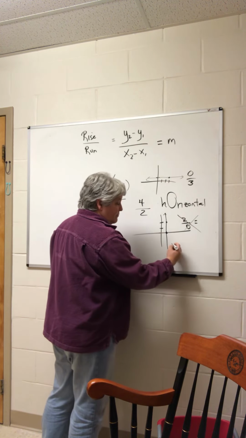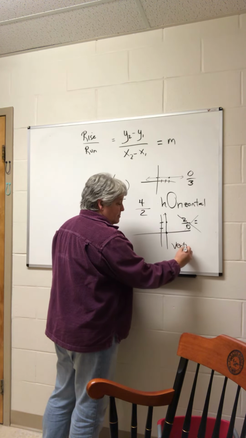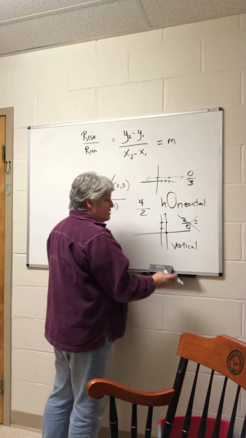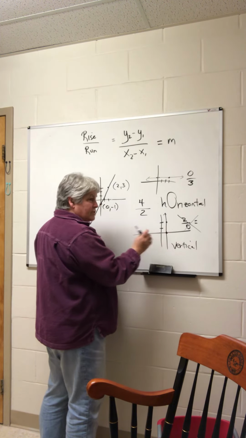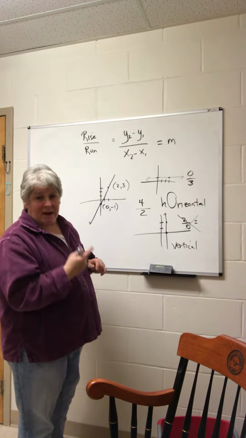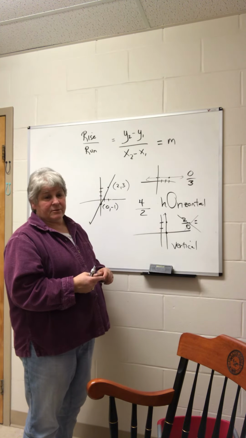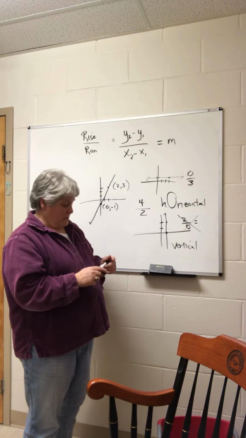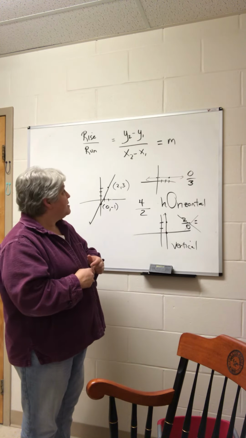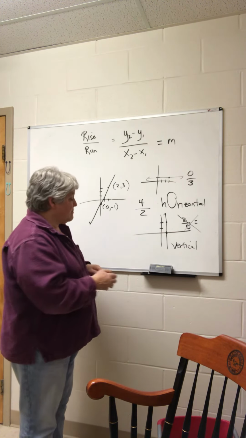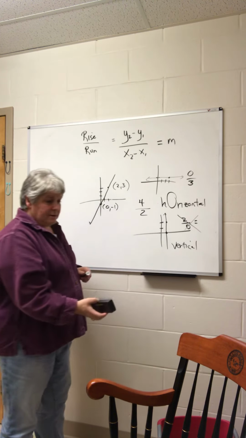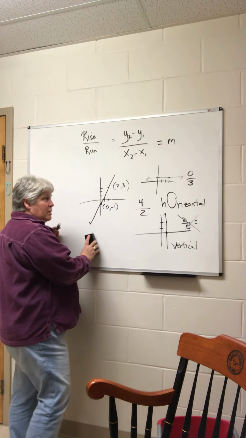So vertical means up and down, and it does not have a slope. Even though it can have a graph and have an equation, it's its slope that doesn't exist. So that is the brief reminder of what we did in a good chunk of the last class about slope itself.